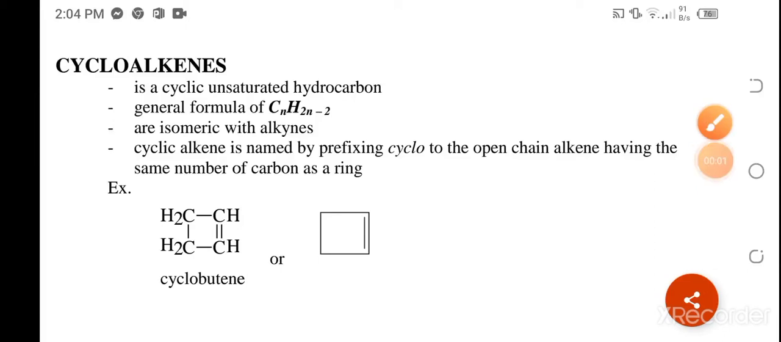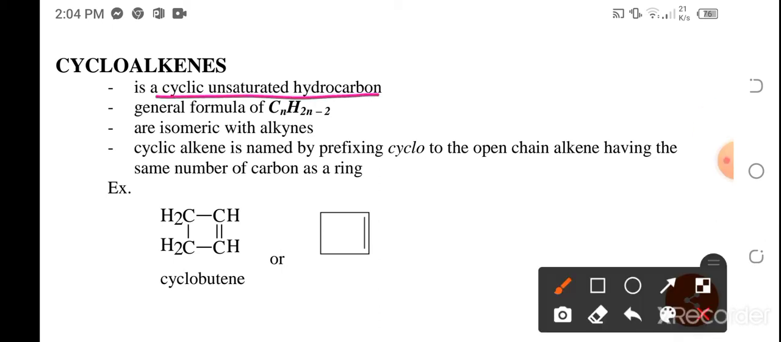Okay, cycloalkenes. This is a cyclic form of an unsaturated hydrocarbon. So it will have a general formula of CnH2n. And of course, we should not forget to affix the word cyclo in their IUPAC name. So an example would be cyclobutene. Cyclo means it is having a ring system with 4 carbon atoms and 1 double bond.